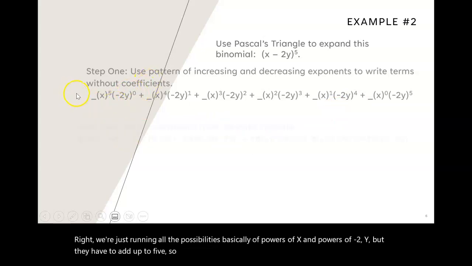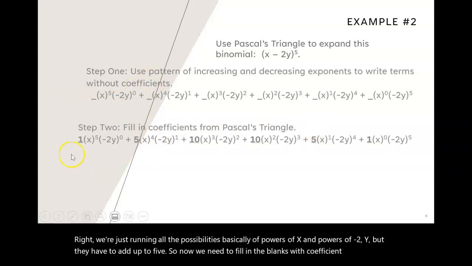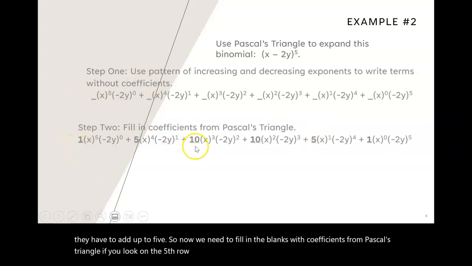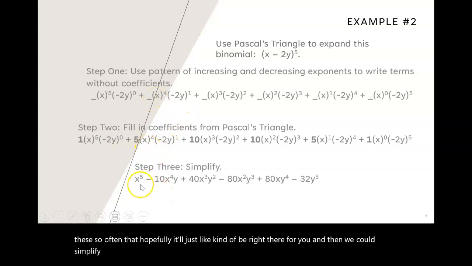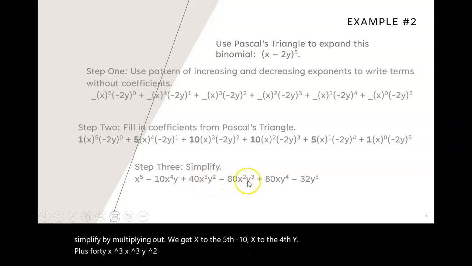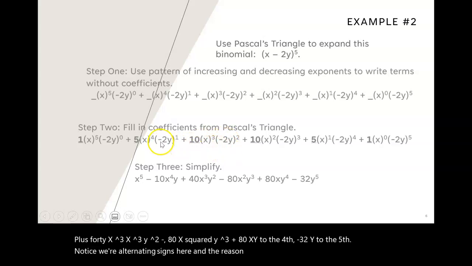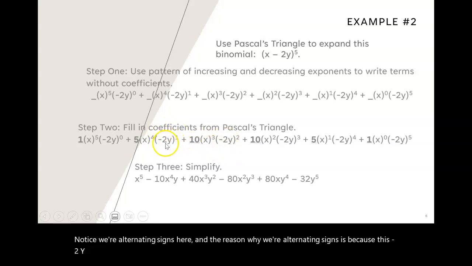Now we fill in the blanks with coefficients from Pascal's triangle. On the 5th row, those coefficients are 1, 5, 10, 10, 5, 1. You'll use a lot of these so often that hopefully they'll just be right there for you. Then we simplify by multiplying out. We get x to the 5th minus 10x to the 4th y plus 40x cubed y squared minus 80x squared y cubed plus 80x y to the 4th minus 32y to the 5th. Notice we're alternating signs, and the reason is that negative 2y is raised to an odd power sometimes and an even power other times.